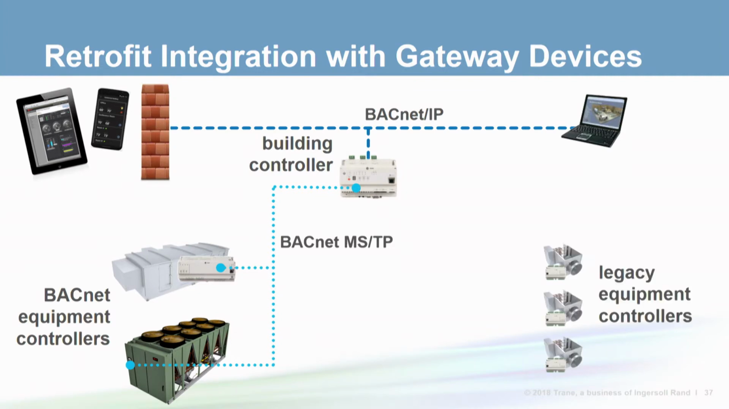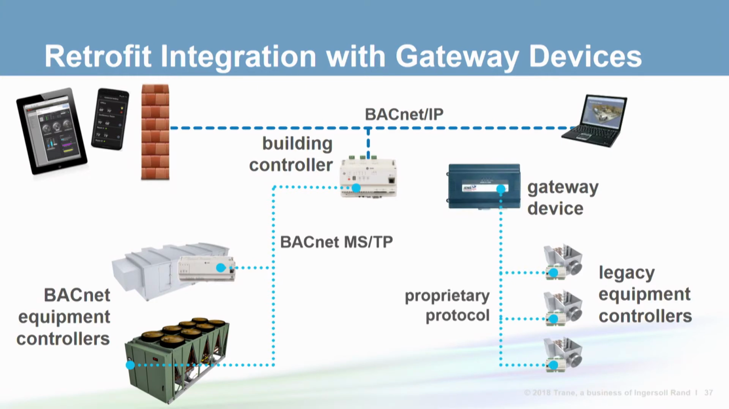However, often the existing equipment controllers use a proprietary communications protocol. If replacing these controllers is not an option, one method of integrating them into the new system is to use a gateway device to translate from the proprietary protocol to BACnet. This allows data to be accessed by the new automation system. For some older controllers, you may find there is no gateway solution. In that case, replacement is the only option.